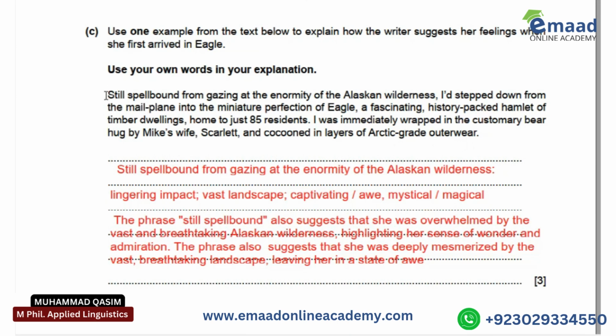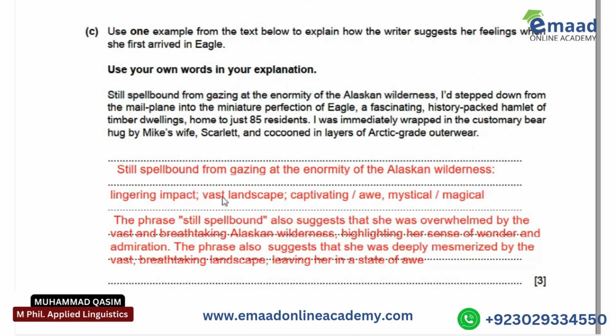So the example that I have chosen, you can choose the other ones as well. This one: still spellbound from gazing at the enormity of the Alaskan wilderness. So it has certain meanings that you can address in your answer.